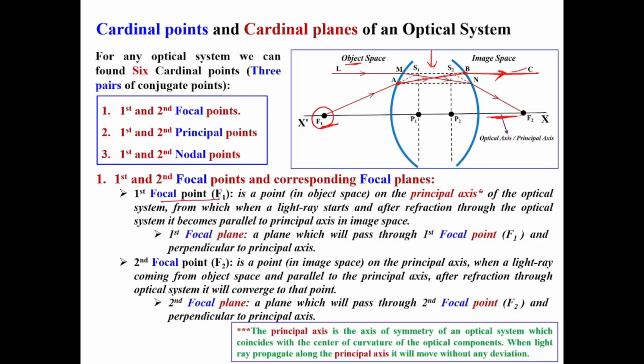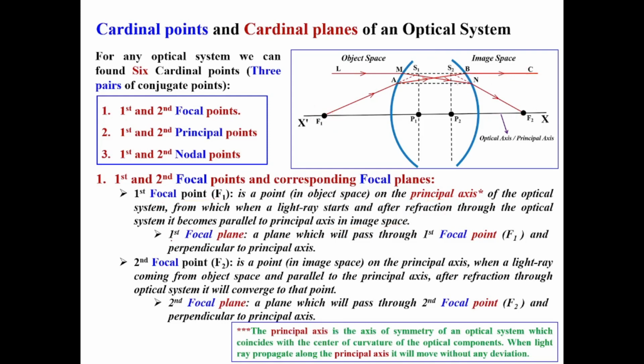The same thing has been written. The point is in the object space on the principal axis of an optical system, from which when the light ray starts and after refraction through the optical system, it becomes parallel to the principal axis in the image space. Here BC is the parallel line.